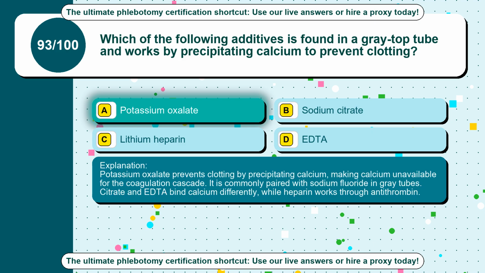Potassium oxalate prevents clotting by precipitating calcium, making calcium unavailable for the coagulation cascade. It is commonly paired with sodium fluoride in gray tubes. Citrate and EDTA bind calcium differently, while heparin works through antithrombin.